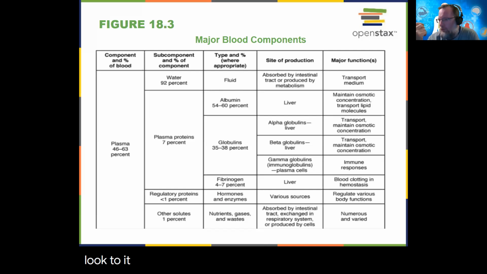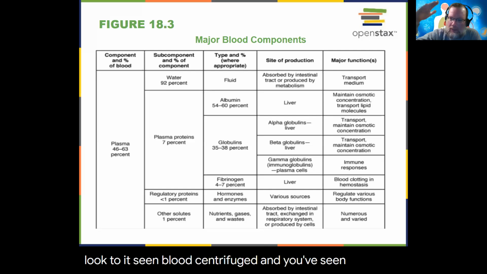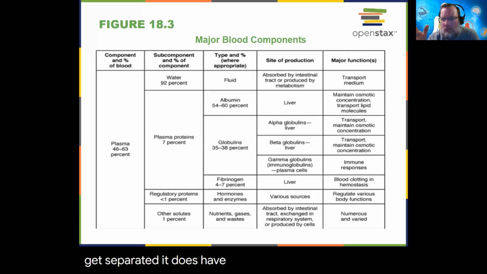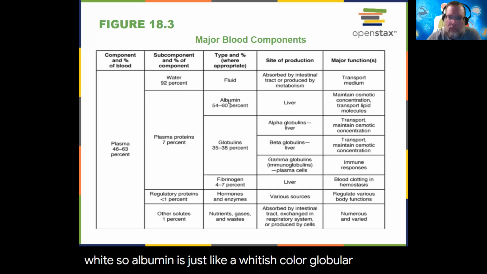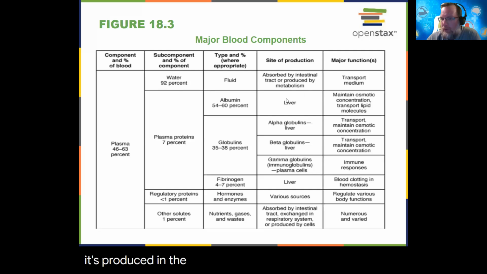If you've ever seen blood centrifuged and you've seen plasma get separated, it does have kind of a milky, creamy appearance. It's not completely clear because it's not 100% water, right? It's 92%. So alba means white. So albumin is just like a whitish colored globular protein. It's produced in the liver, and its role is basically to maintain osmotic balance.